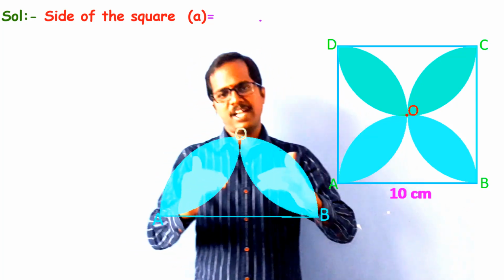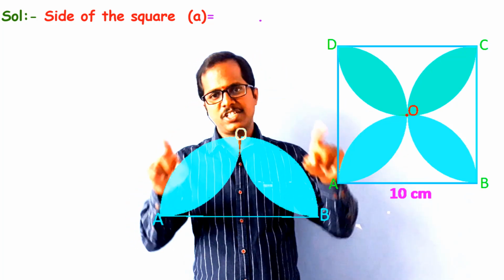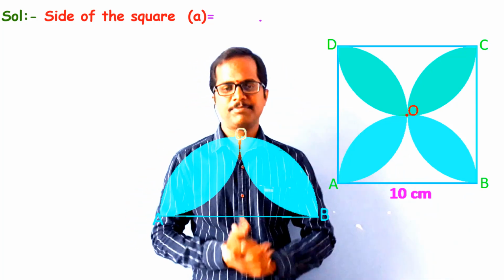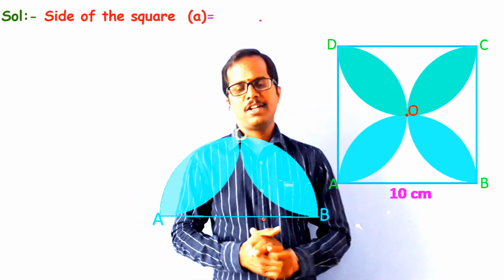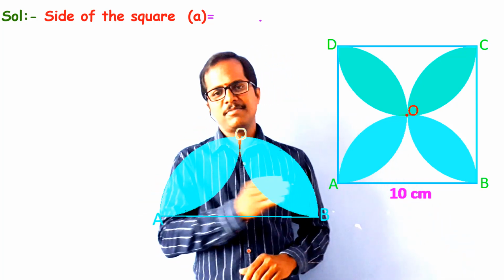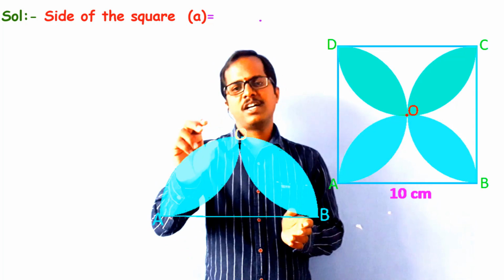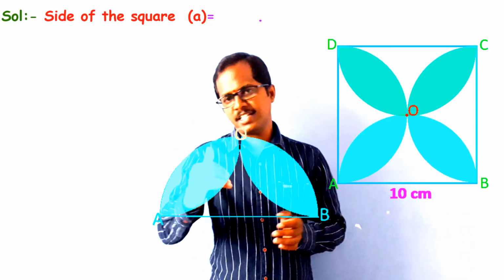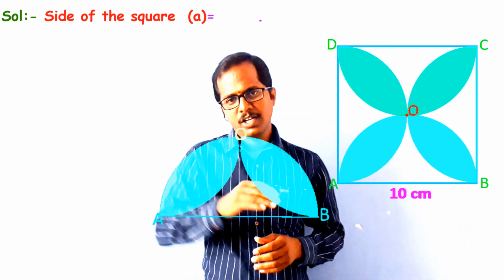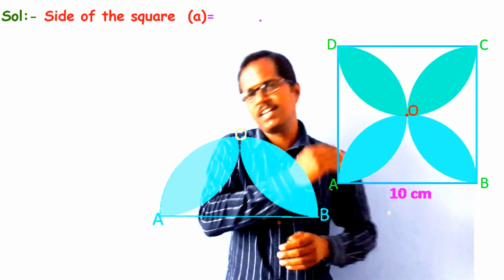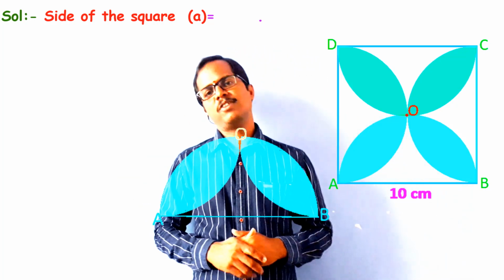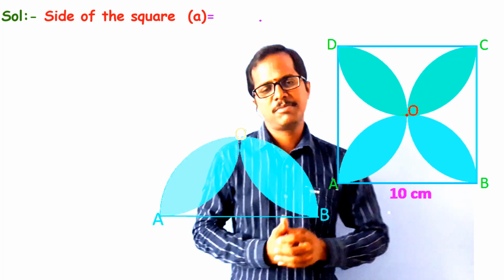So let us try to find the area of these two shaded portions first. If we observe this figure, the semicircle is the larger figure compared with the shaded and unshaded portions. So let us find the area of this semicircle first. Now, what is the formula for finding the area of the semicircle?